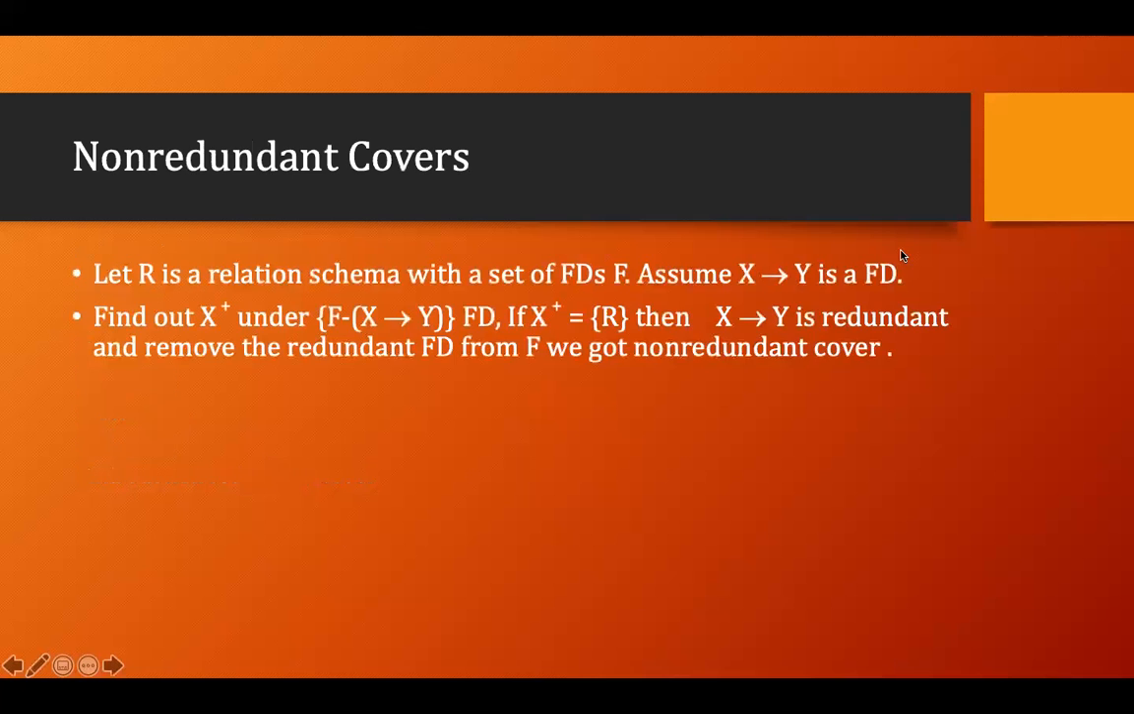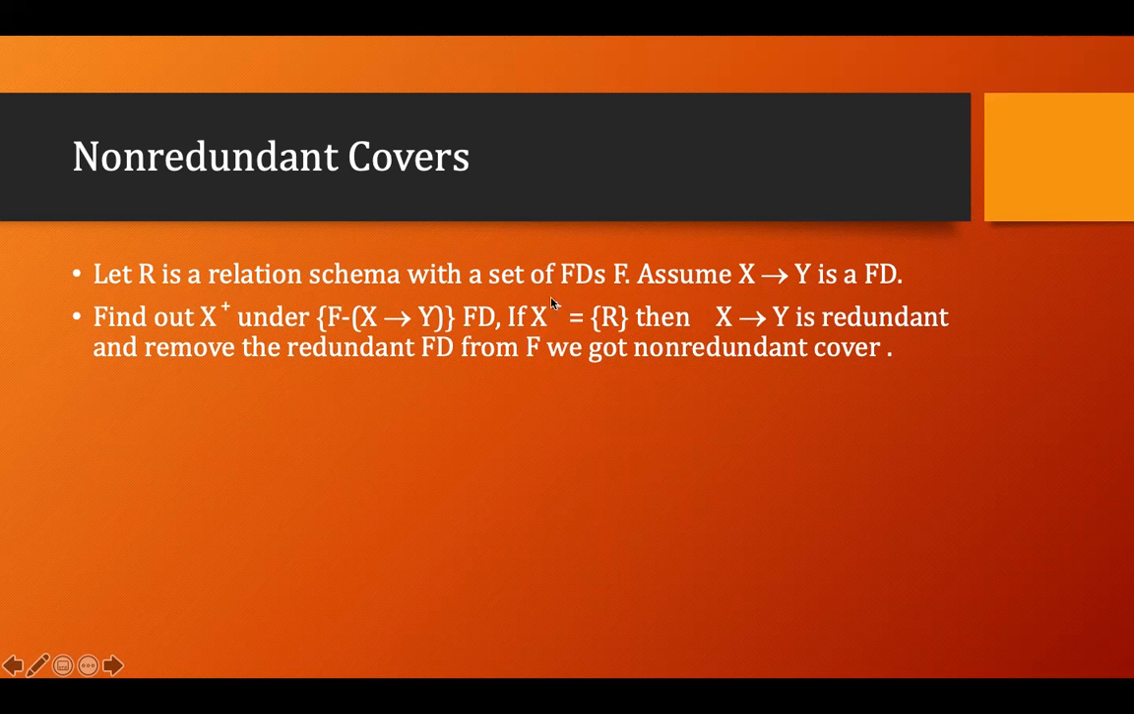Now here, if you see this, let's say we have one functional dependency like x determines y, and we are suspicious that this particular functional dependency is a redundant functional dependency. So what do we have to do? We have to find out the closure of x under all the functional dependencies, and we'll remove that functional dependency. We'll consider all the functional dependencies except that particular functional dependency which we are going to check.